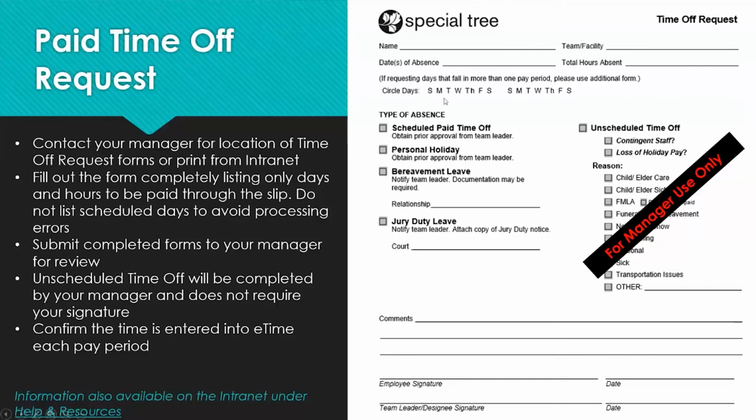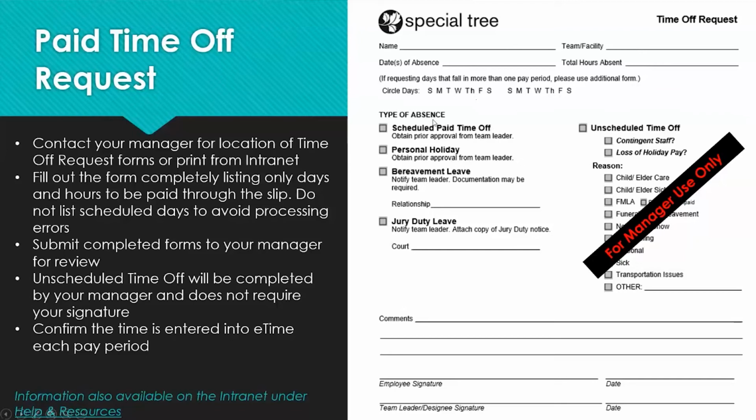Just below that, it's asking you to circle the days that you're taking off. You'll notice this is week 1 and this is week 2. If your time off falls in week 2 and then starts another pay period in week 1, that's how you'll know you need to use a separate form.